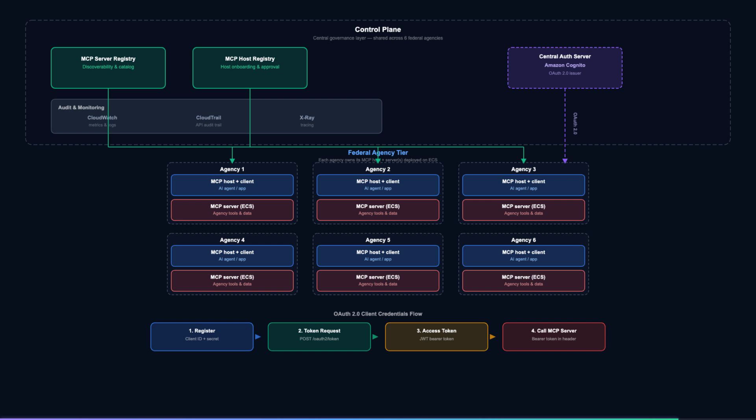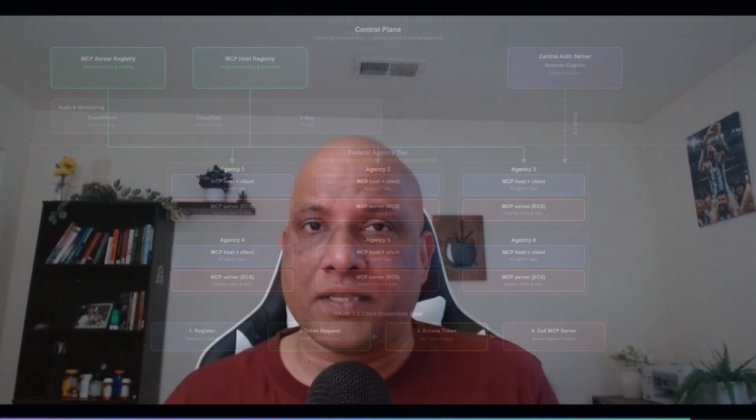Now once the secure connection is established, the client can then access the server tools and resources that the MCP server provides. What you see is that each agency now owns its own server and its own host, but they share the governance, the authorization and the audit trail, and that separation is exactly what makes this work in the federal multi-agency setup.